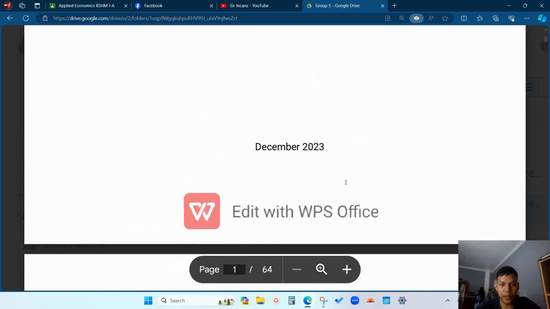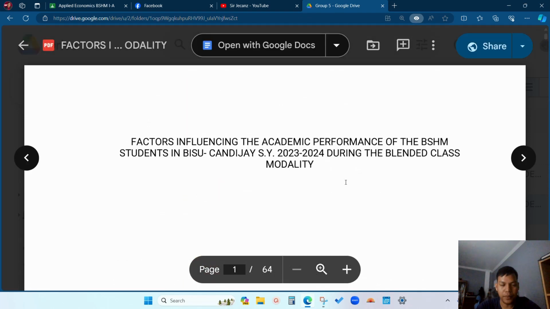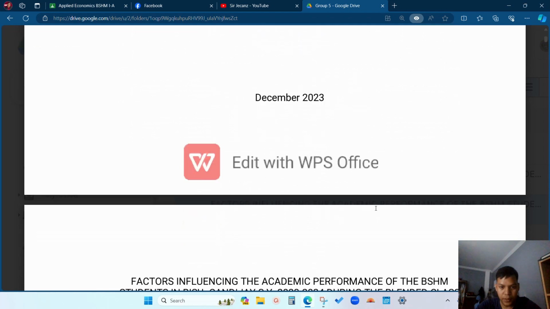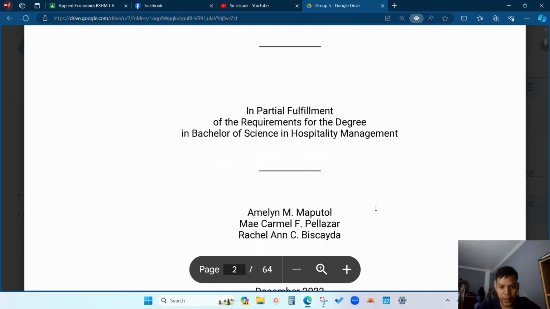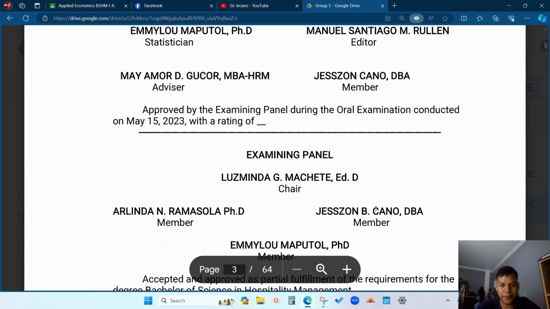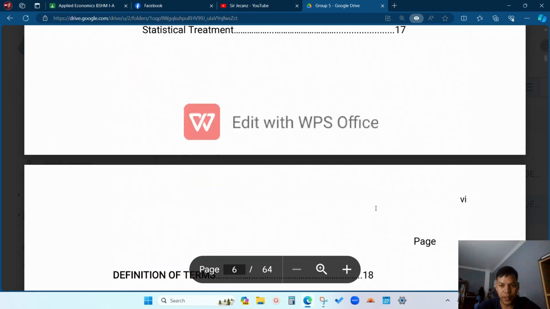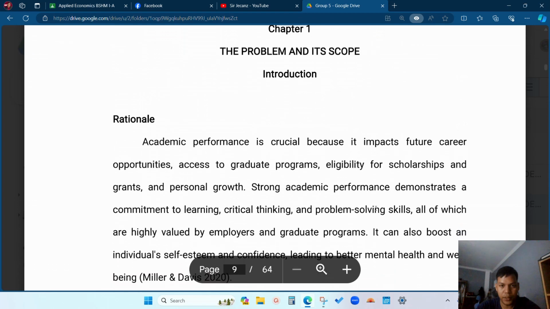So I share with you the previous manuscript of the students entitled Factors Influencing the Academic Performance of the BSHM Students in BISO Candy High School, year 2023-2024, during blended class modality. So we'll check the literature background of this study. We will proceed to, I think, page 4.